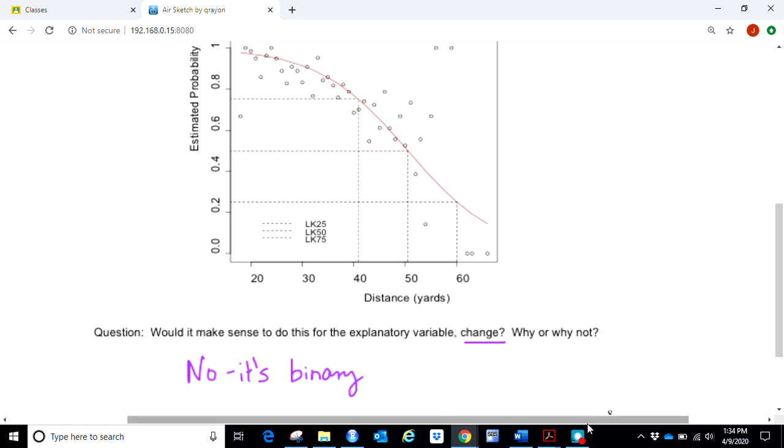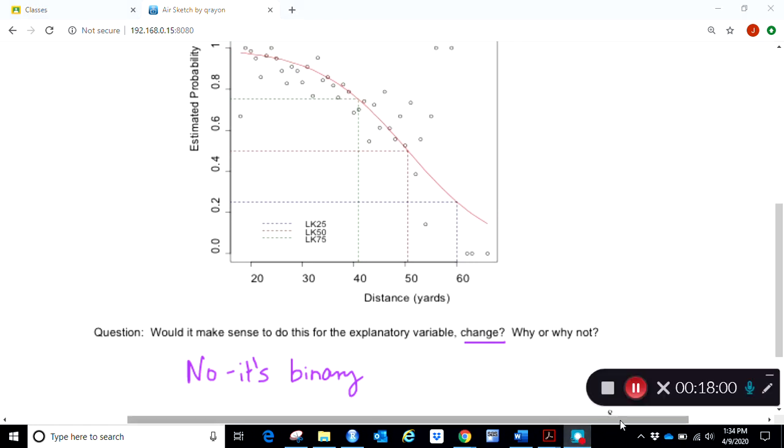Right, in the next video, we're going to be picking up with doing some confidence intervals for many of the things that we've talked about thus far.